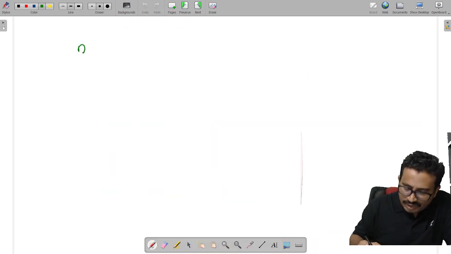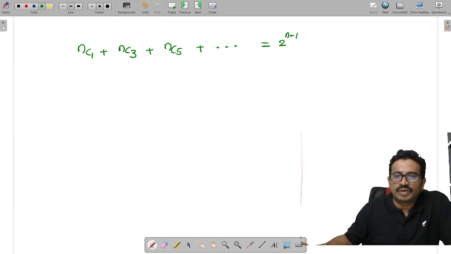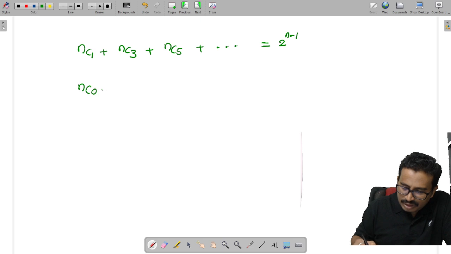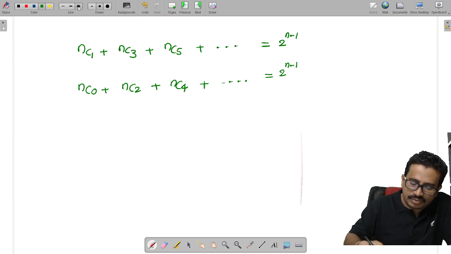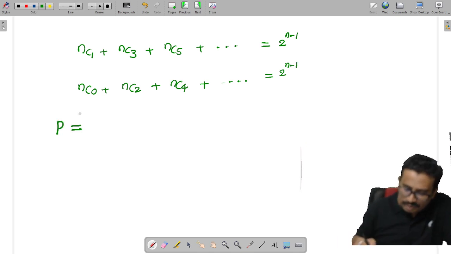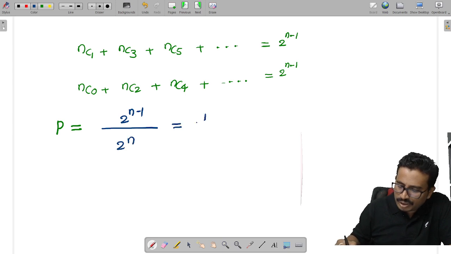As we know, NC1 plus NC3 plus NC5, like this, the sum of odd binomial coefficients is given as 2 power n minus 1. In the same manner, NC0 plus NC2 plus NC4, the sum of even binomial coefficients, is also equal to 2 power n minus 1. So then the probability is given as 2 power n minus 1 by 2 power n, which gives 1 by 2.